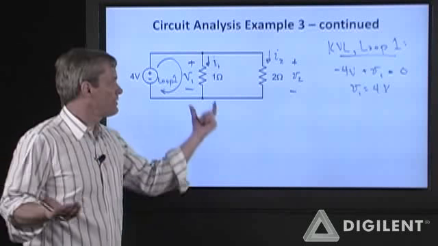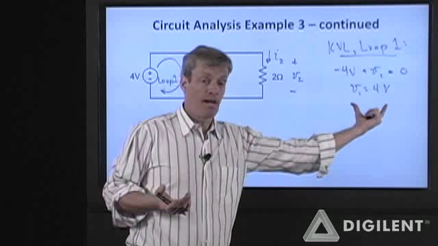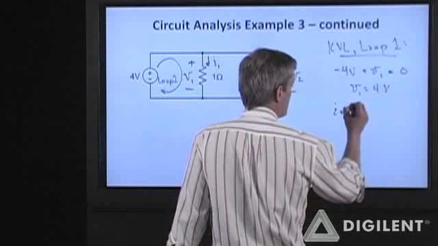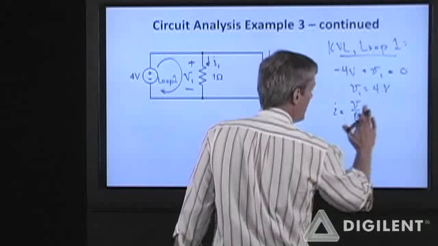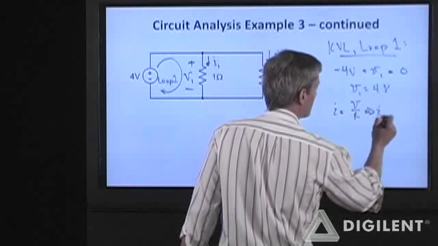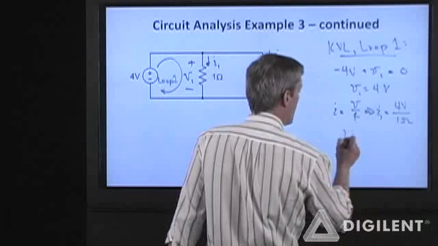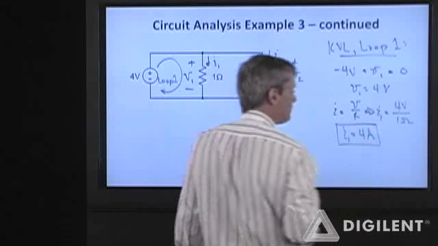Well, if it's a resistor and I know the voltage, I can just use Ohm's law to find the current. So I is equal to V over R. So I1 is 4 volts over 1 ohm. I1 is just 4 amps.